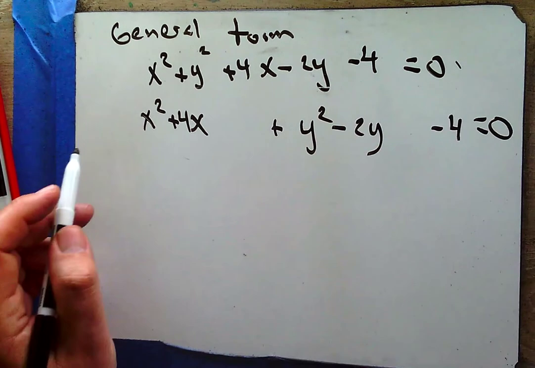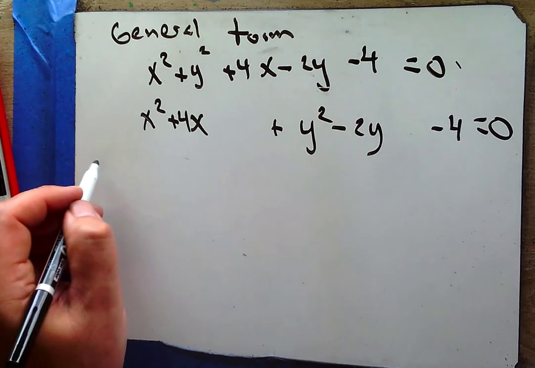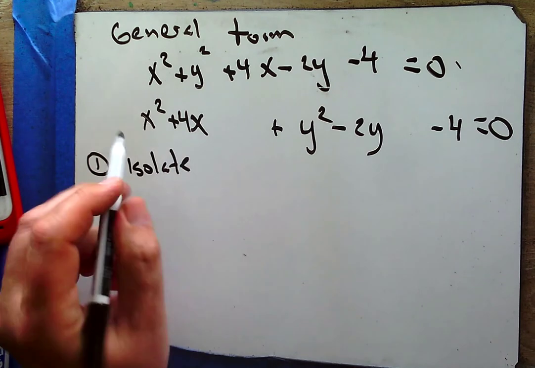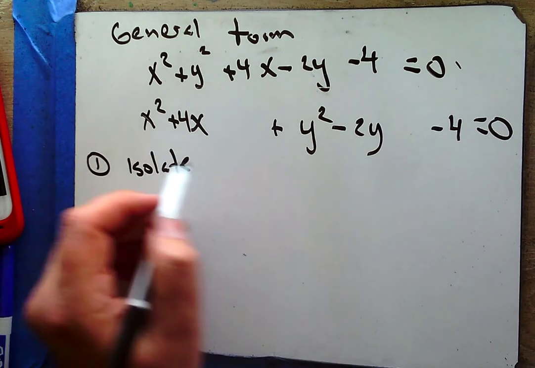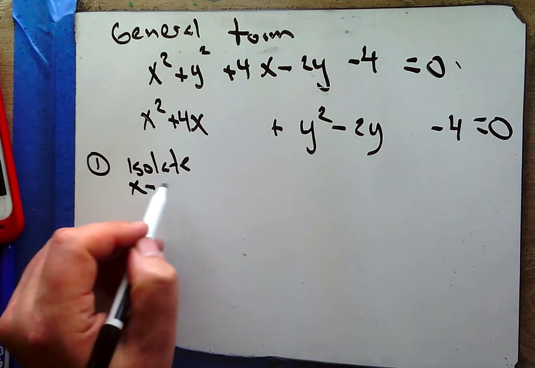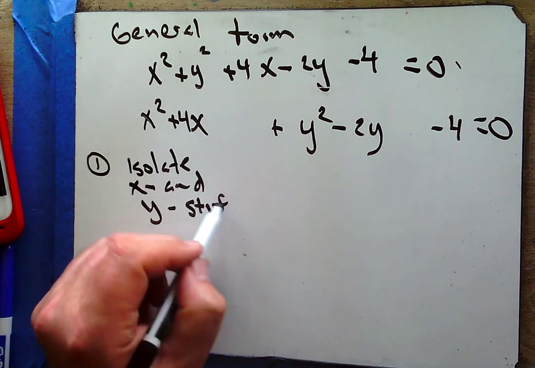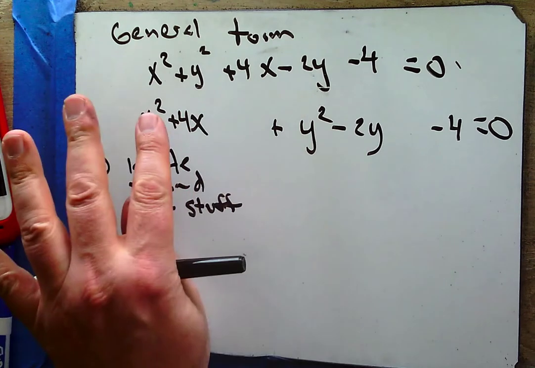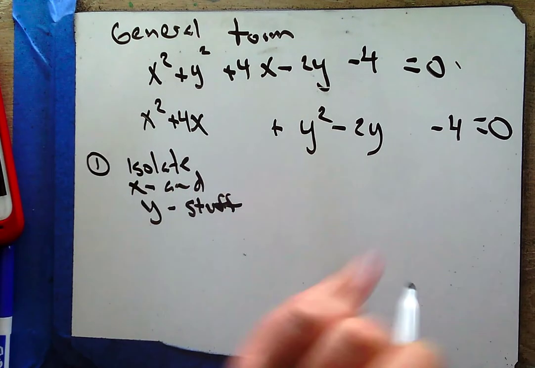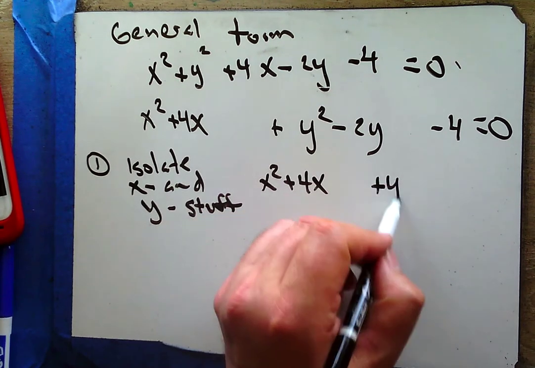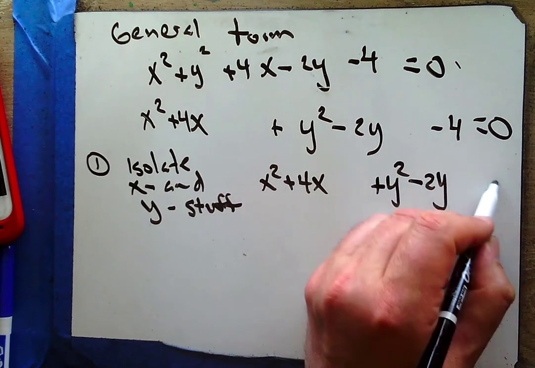Okay, so before we said completing the square, step 1, we want to isolate, and before we said isolate the x's, but here we want to isolate x and y stuff. So anything with an x or a y is going to be all alone over here. This guy has to move to the other side. x squared plus 4x plus y squared minus 3y equals 4.